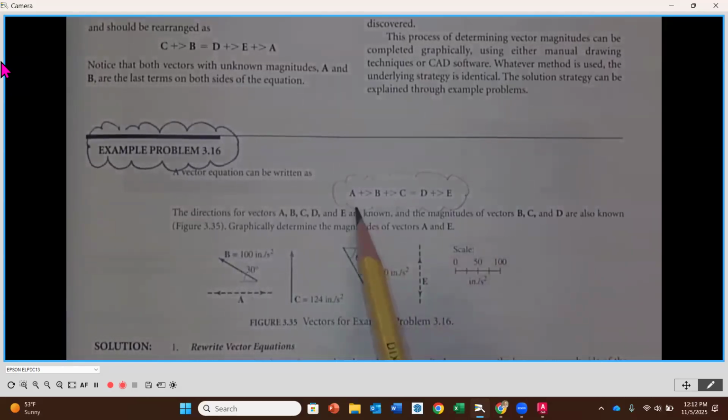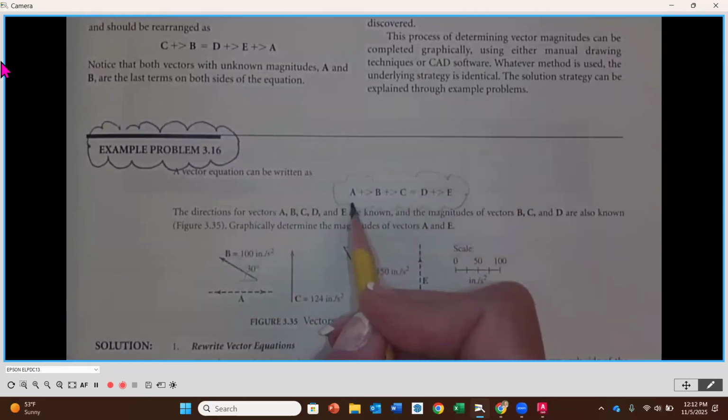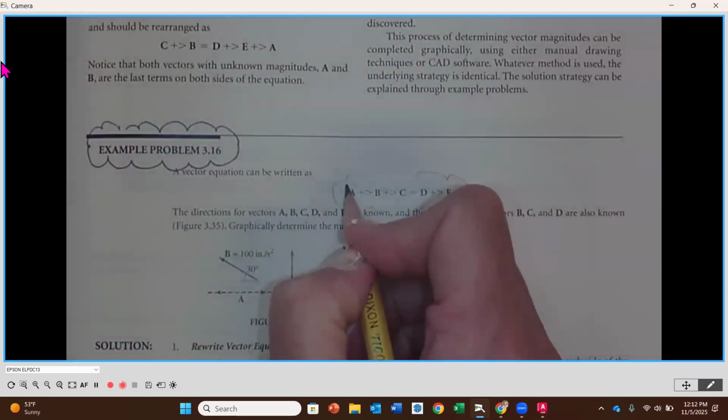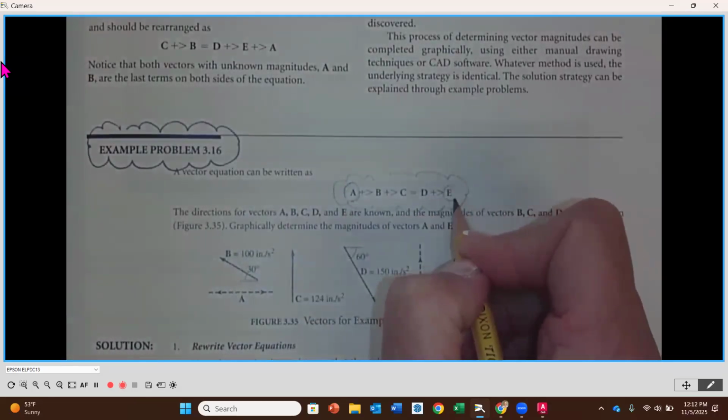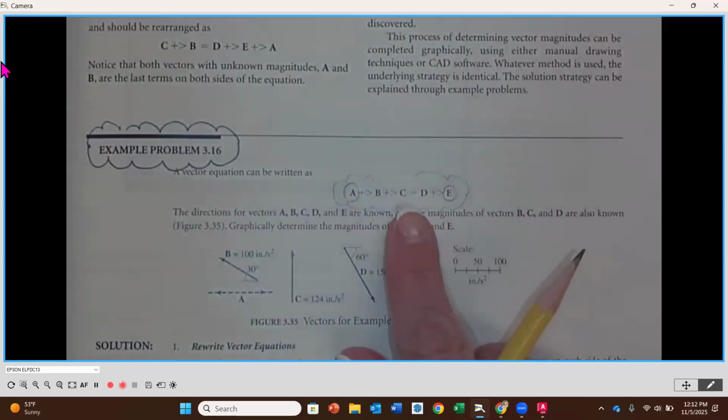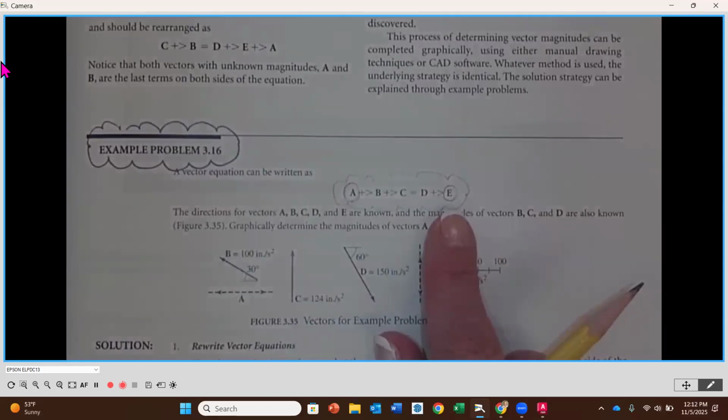So, let's look. Our equation here is A plus B plus C is equal to D plus E. So the 2 quantities that are unknown for us are the magnitude of A and the magnitude of E. And you'll notice the way that this is arranged right now, with the equal sign in the middle here, we only have 1 unknown, the magnitude of A, on the left, and 1 unknown on the right, the magnitude of E. Okay, so right now, the way that this is set up is perfect.